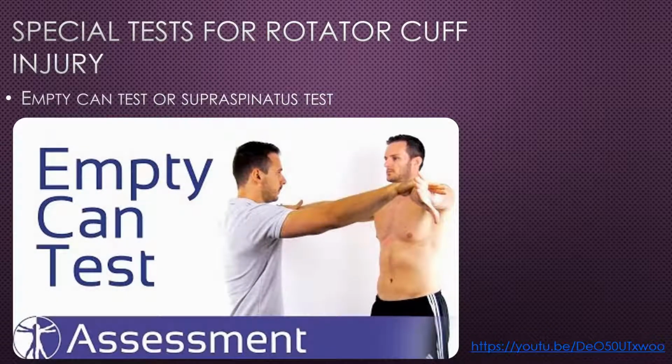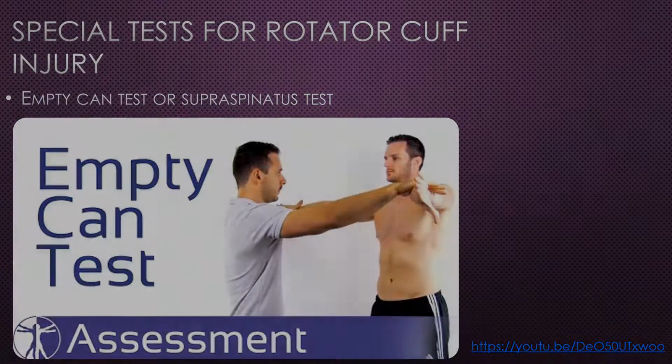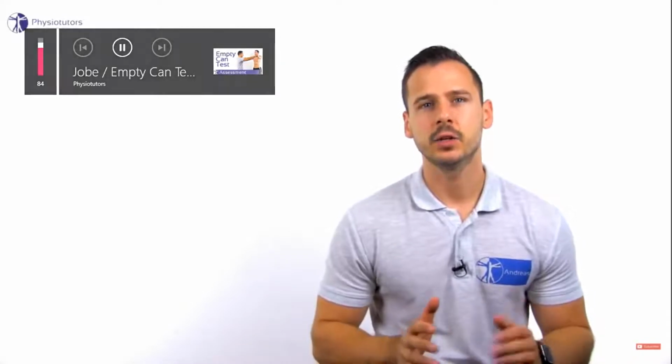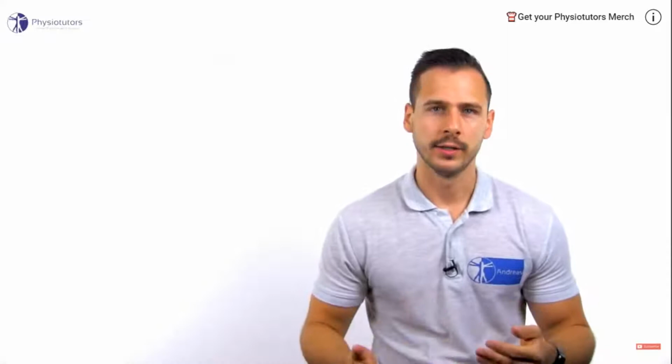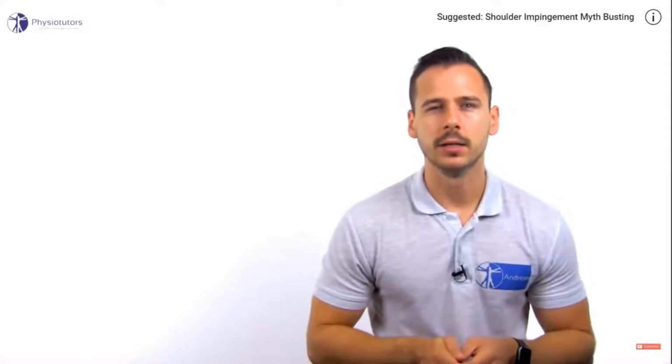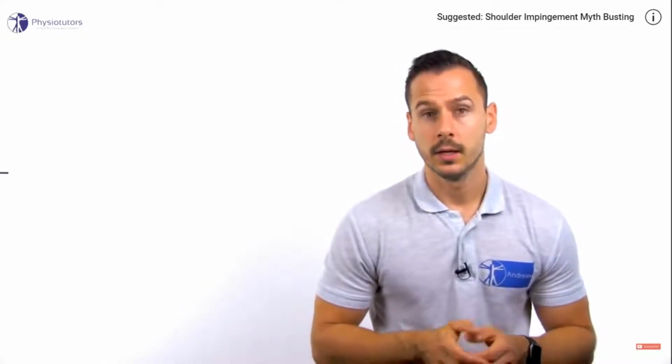Special tests for rotator cuff injury: the empty can test, or supraspinatus test. Welcome back to Physiotutors. In the 1970s and 80s, Neer coined the term subacromial impingement syndrome. According to his theory, impingement occurs on the tendinous portion of the rotator cuff by the coracoacromial ligament and the anterior third of the acromion. We have made an elaborate video on this topic that you can check out later by clicking on the link in the top right corner.